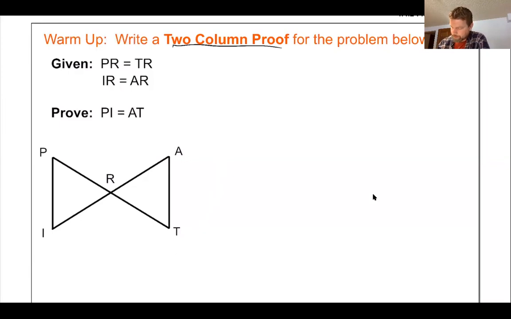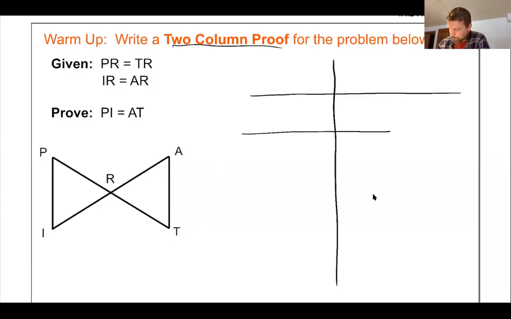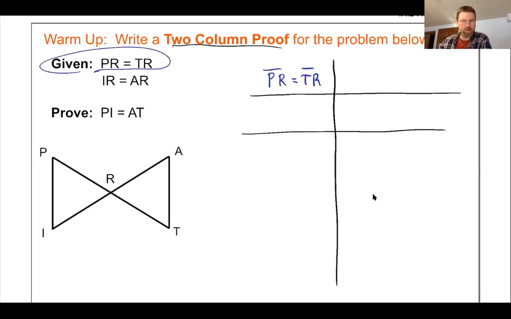I would highly encourage you to pause the video and try it yourself, but I'm definitely going to start it now. So again, with a two-column proof, you say whatever you know on the left side of the column and the reason you know it on the right. One of the things I know for sure is I know PR is equal to TR. I know that because it was given right here to be true. So that was given to be true. That's how I know it.